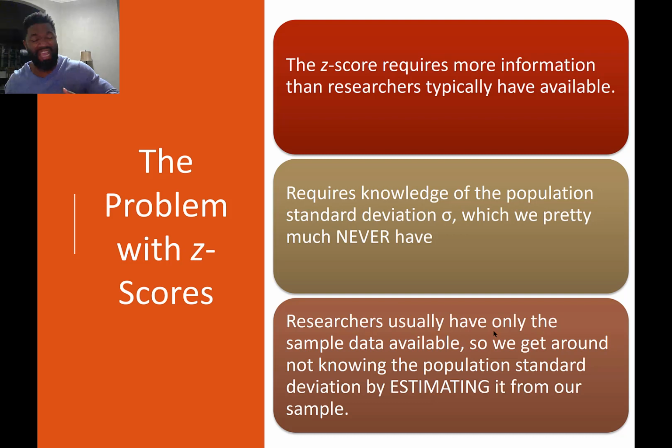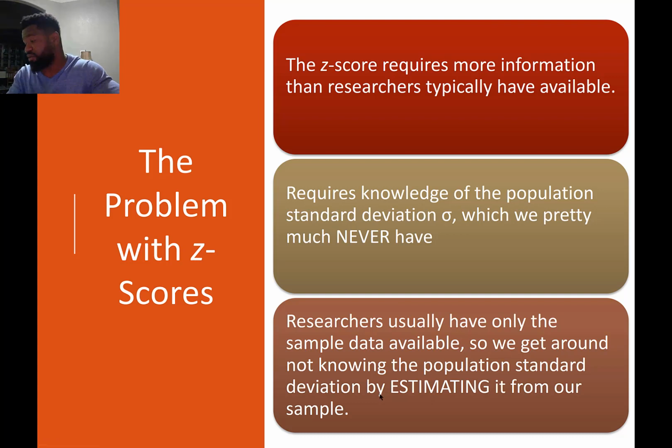We're trying to understand how a sample is related to the population. But if we already know this important information about the population, what's the point of going out and getting a sample? There's no real point. We have all that information already. So that's the problem with the z-test. This is why we don't typically use it. What we typically have is just sample data. And so we get around not knowing the population standard deviation by estimating it from our sample.